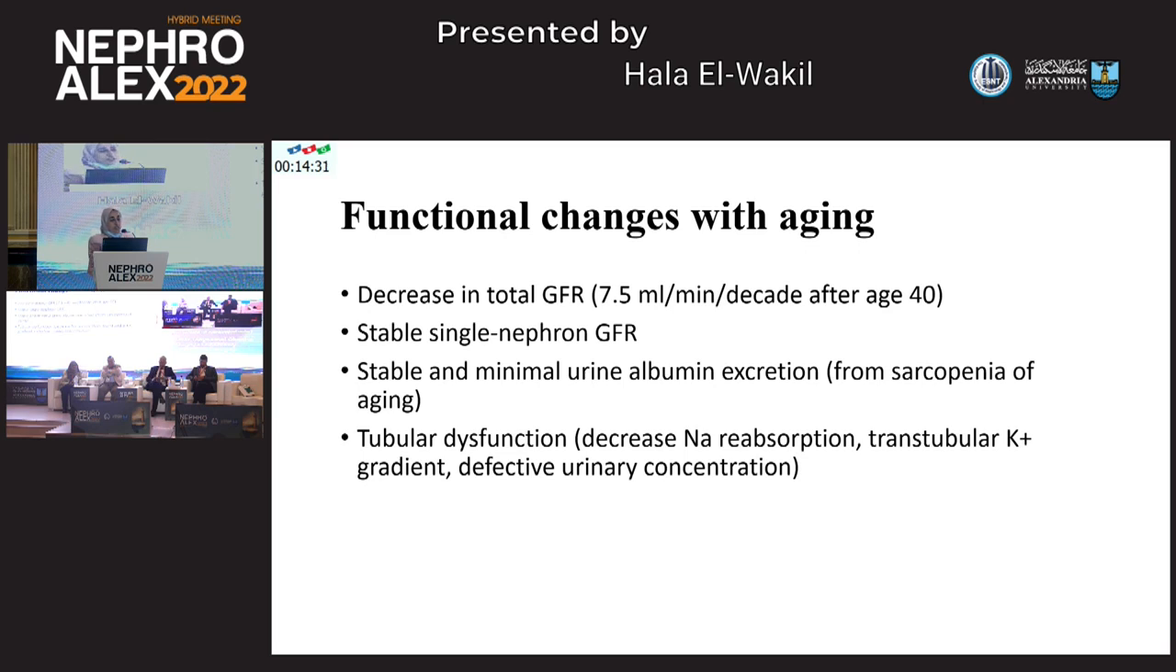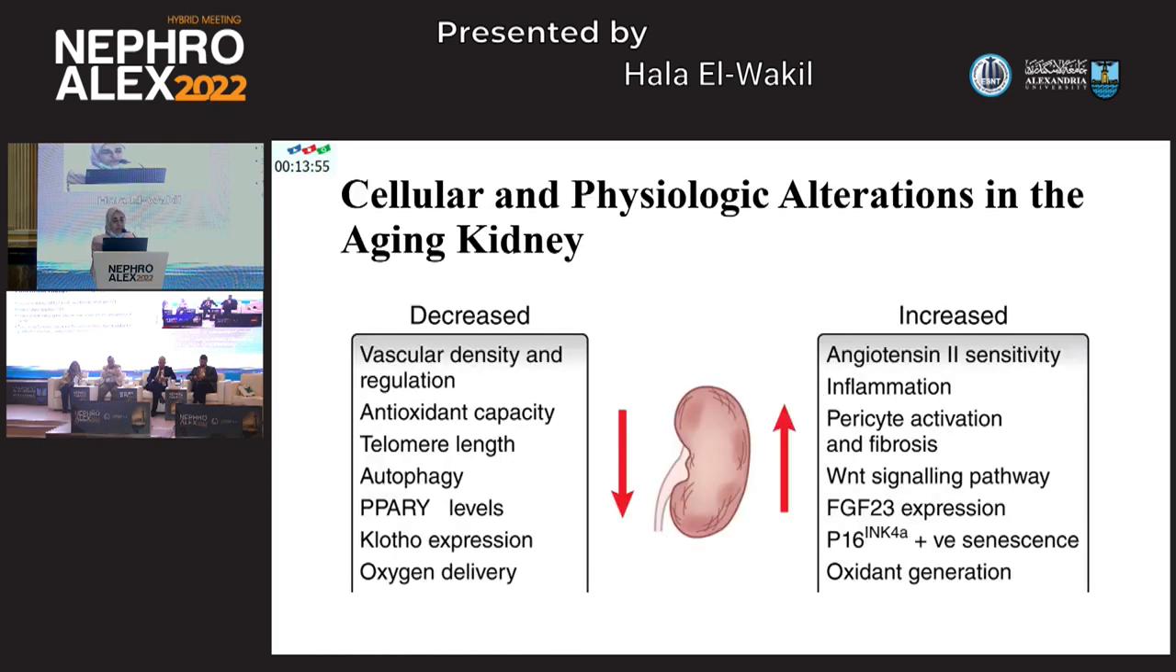For the functional changes, there is a decrease in the total GFR by around 5 to 10 milliliters per minute per decade after the age of 40, with an average of 7.5 milliliters. There is a stable single nephron GFR because the number of nephrons decreases. There is stable minimal urine albumin excretion due to the sarcopenia of aging and malnutrition. There is tubular dysfunction with decreased sodium reabsorption, decreased tubular potassium transgradient, and defective urinary concentration.